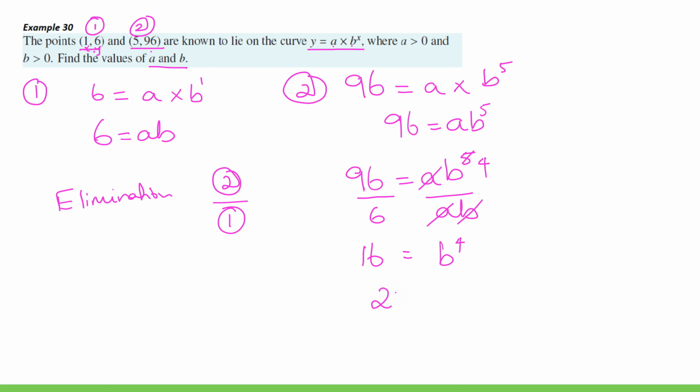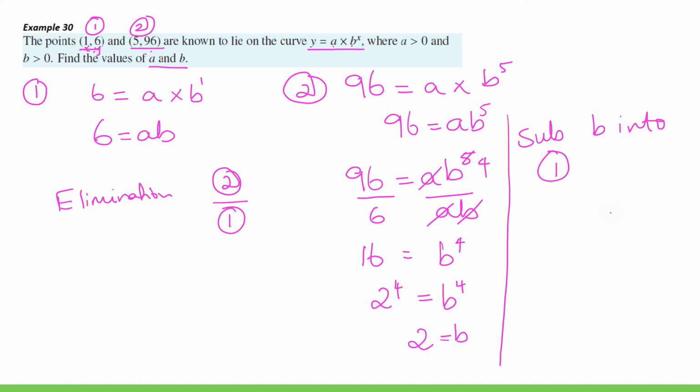I can rewrite 16 as 2 to the power of 4, and so since the powers match, b will equal 2. Once I find that, I can now substitute b in. Sub b into, doesn't really matter which equation, one is probably easier to avoid the large power. So that will be 6 is equal to a times 2, and then divide both sides by 2, I will get 3. So there's my answer there.